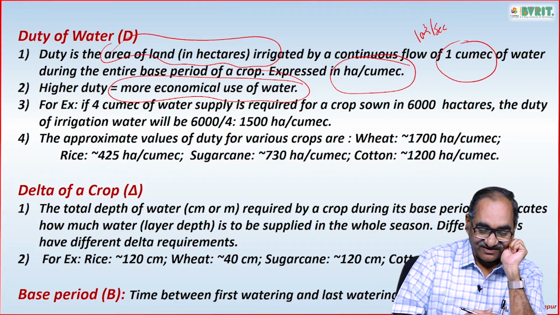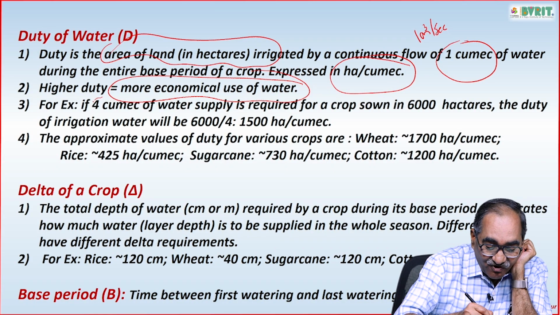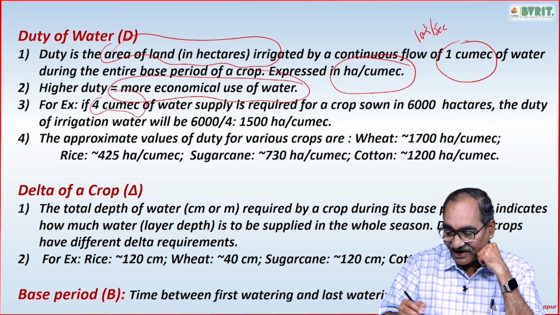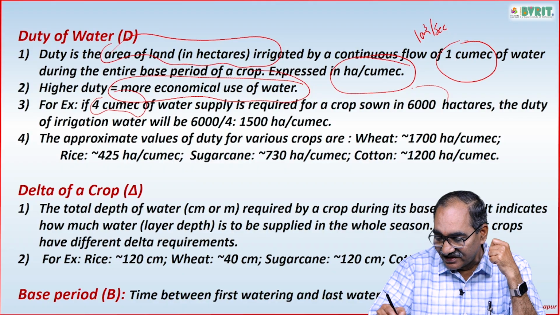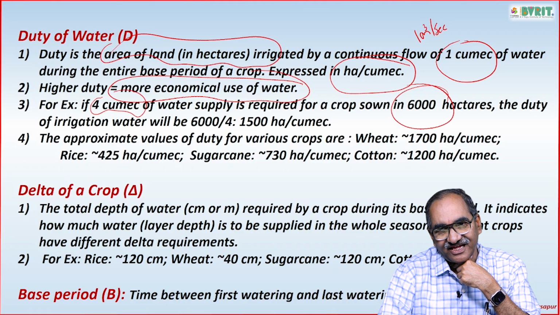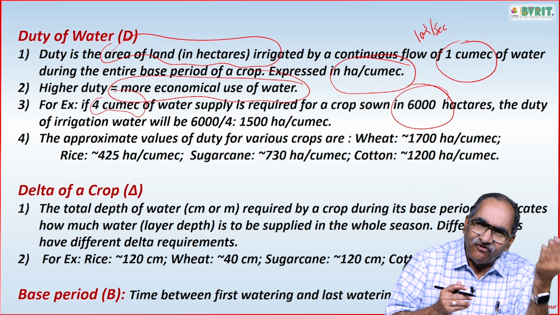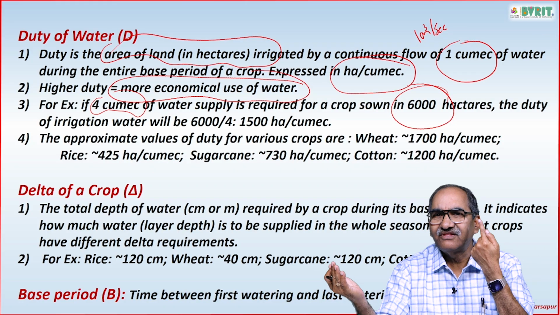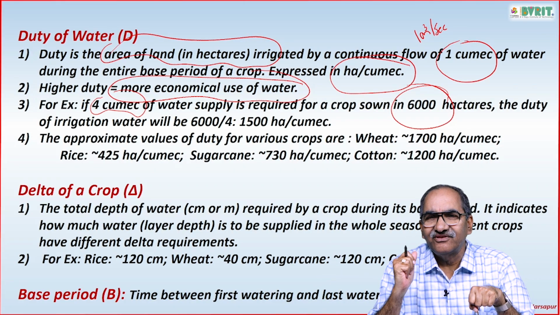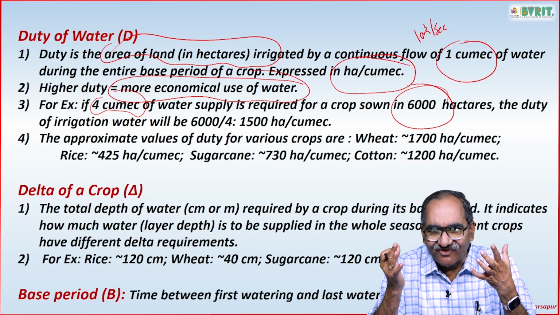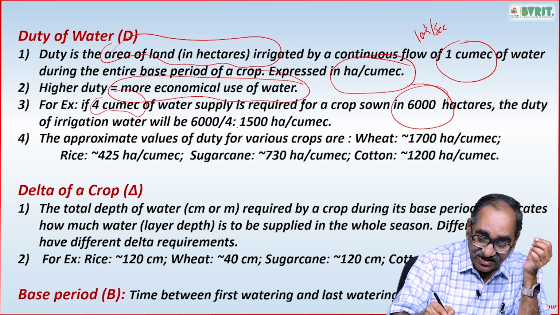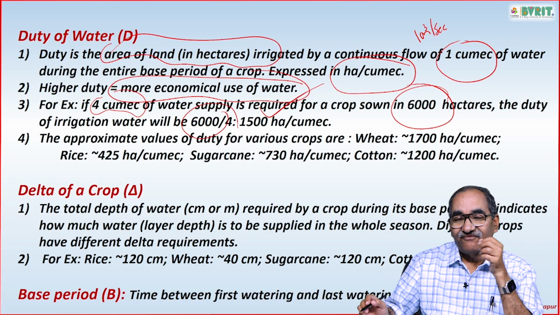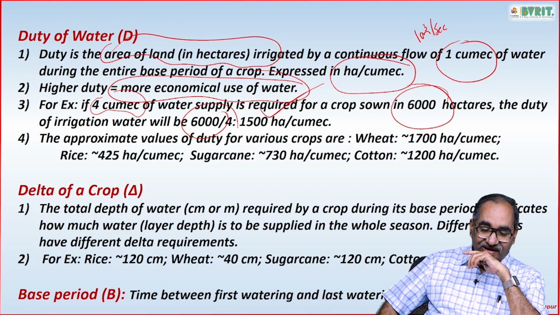For example, if 4 cubic of water is supplied for a crop in 6,000 hectares, what is the duty? With 4 cubics, 6,000 hectares of area irrigated. With 1 cubic, how much area you are going to irrigate? That is what we call duty. So 6,000 divided by 4, 1,500 hectares per cubic.